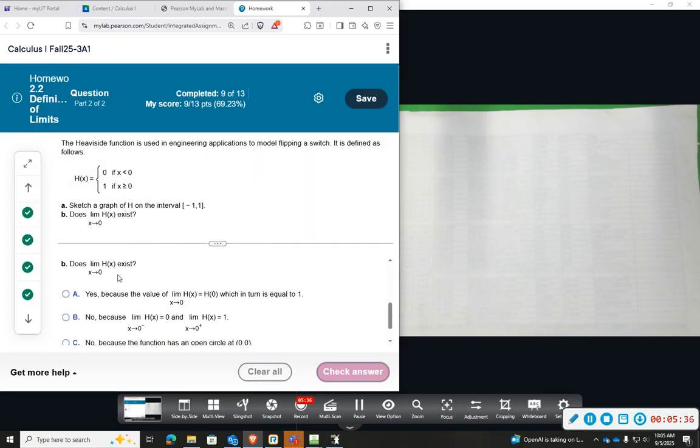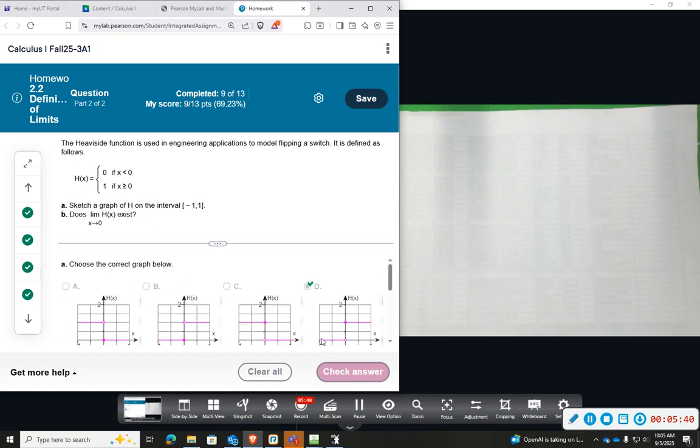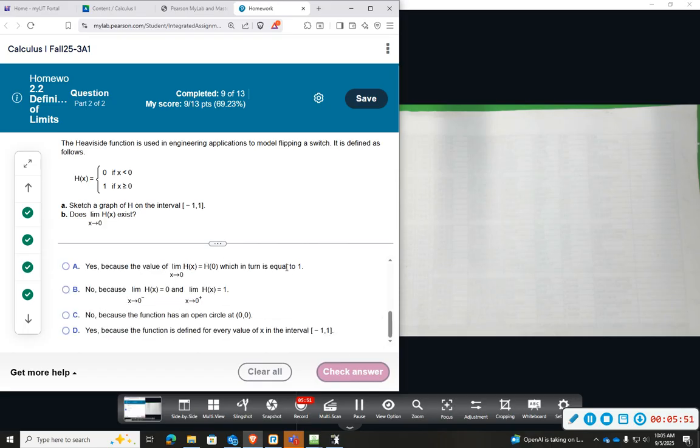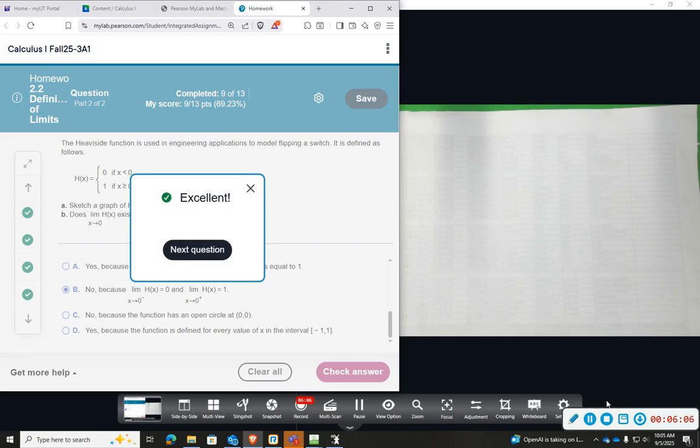And then it wants to know, does the limit exist at 0? So if you look at this graph, as I approach 0 from the left, I'm getting close to 0. As I approach 0 from the right, we're getting close to 1. And those are not the same, so we will say the limit does not exist. So no, as we approach 0 from the left, we go to 0, and as we approach 0 from the right, we go to 1. So B shows the correct explanation.